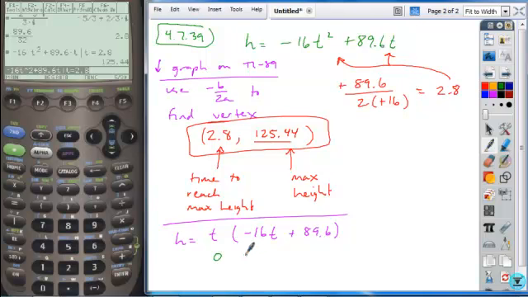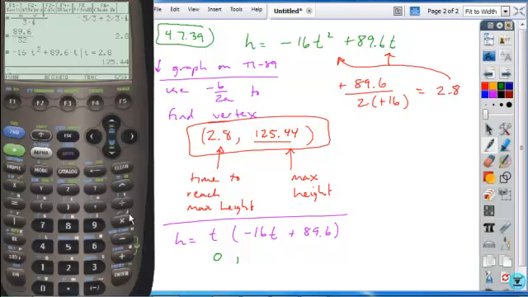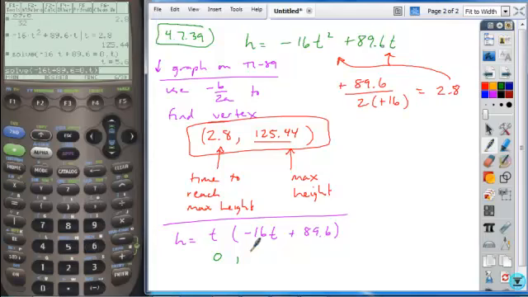So I get an intercept of 0, and I get an intercept where this factor is equal to 0. So if I were to try to find where is this equal to 0, I can use the solve feature, negative 16t plus 89.6, set that equal to 0 and solve for t. So I get 5.6. So these are my two x-intercepts. And so if you recall, again, this isn't a set of coordinates, so I'll put an and here. These are just my two x-intercepts.